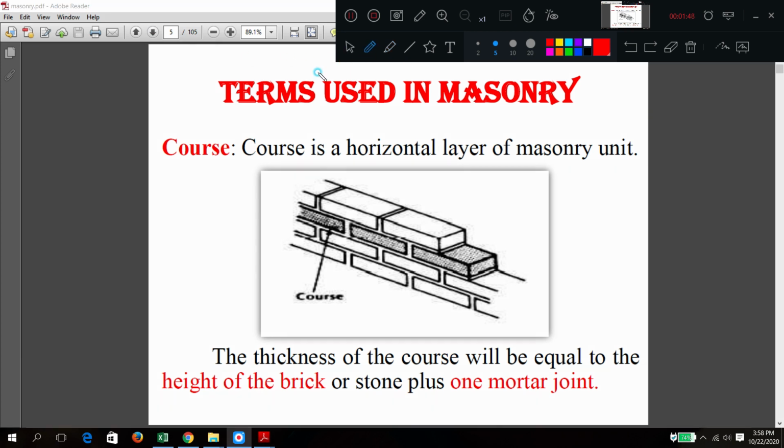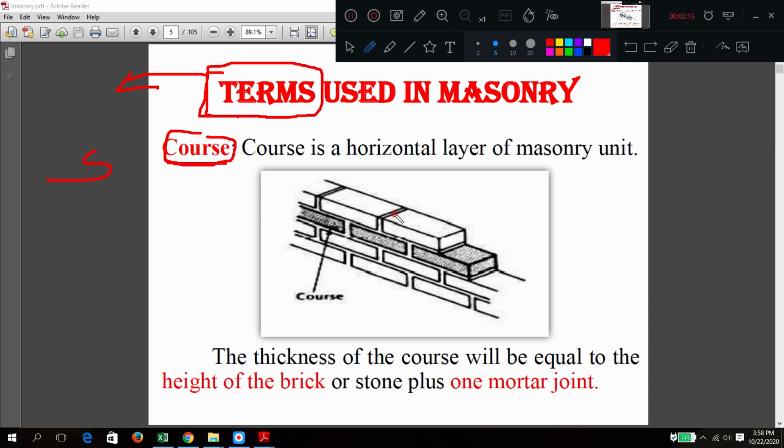We have just started this one. Very important here is that there are up to 30 to 35 terms. Why are these important? These terms, for example, course, then stretcher, then header, are used both in brick masonry as well as in stone masonry. So these are common terms, and they should be understood first. Now, first is course.